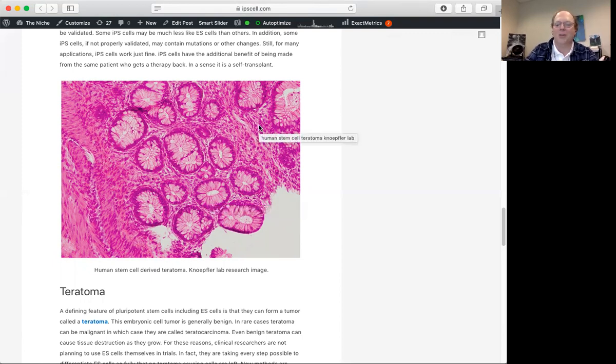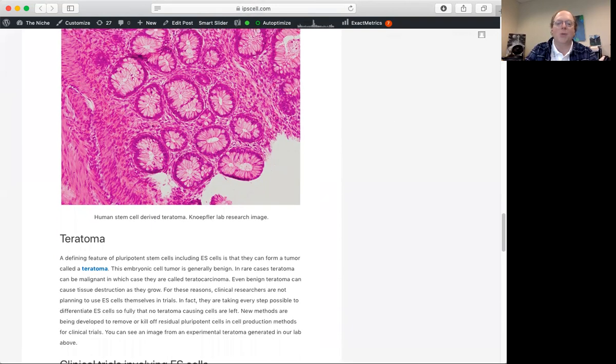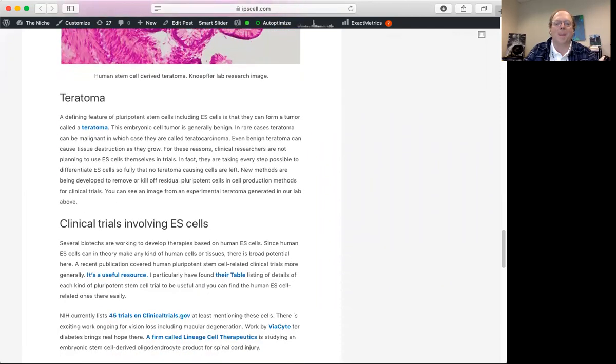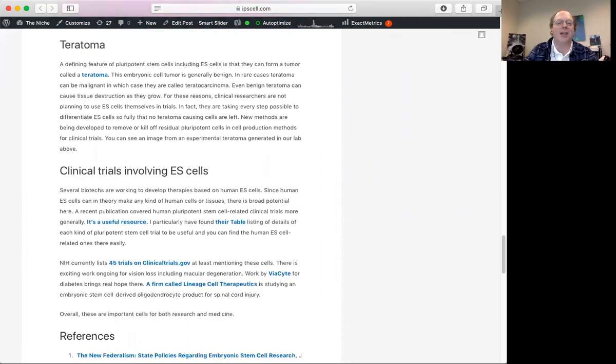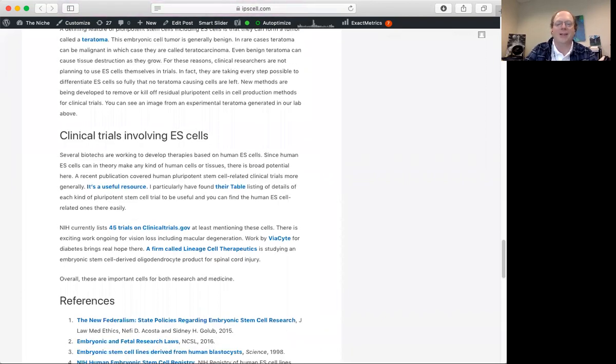And so these teratomas are really interesting from a research perspective, but you wouldn't want them to develop in a patient who gets a human embryonic stem cell or iPS cell-based treatment. So it's really important to get rid of any remaining ES cells that are not differentiated before you transplant anything cell therapy-wise into a patient.